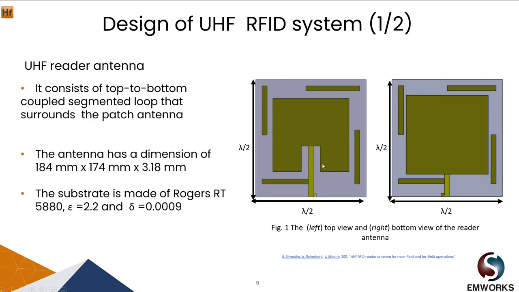So for the reader, it has a segmented loop antenna, and inside the segmented loop antenna there is the patch. The reason for this is that the segmented loop is used for near field communication, and the patch is used for far field communication. So basically now we have two types of communication, both the near field and the far field. The antenna is considered electrically large and has a length of almost lambda over 2.